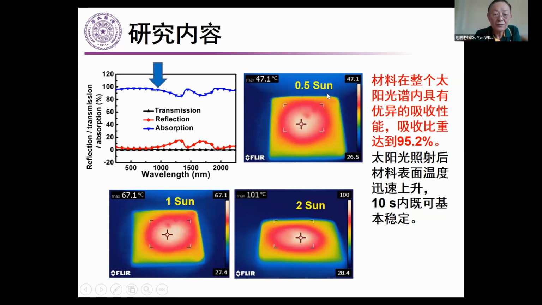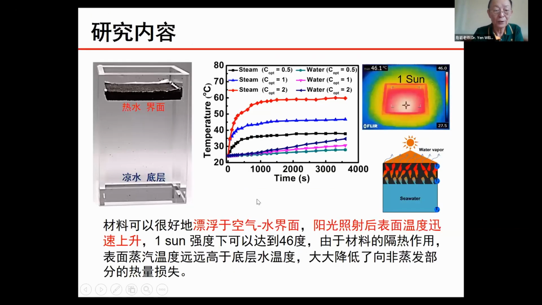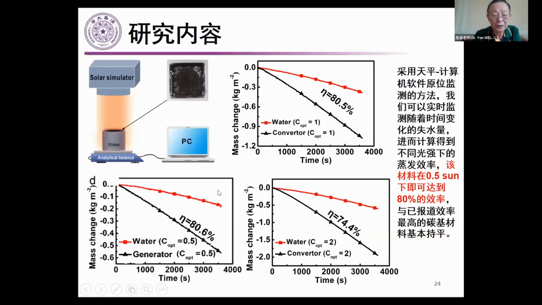At 0.5 sun strength, you can see the temperature increases to about 60 degrees. At one sun strength, in 10 seconds, 67 degrees. If two suns of photo strength, we can get to about 100 degrees centigrade, which of course is the water boiling point, right? Therefore, we can achieve this distillation.